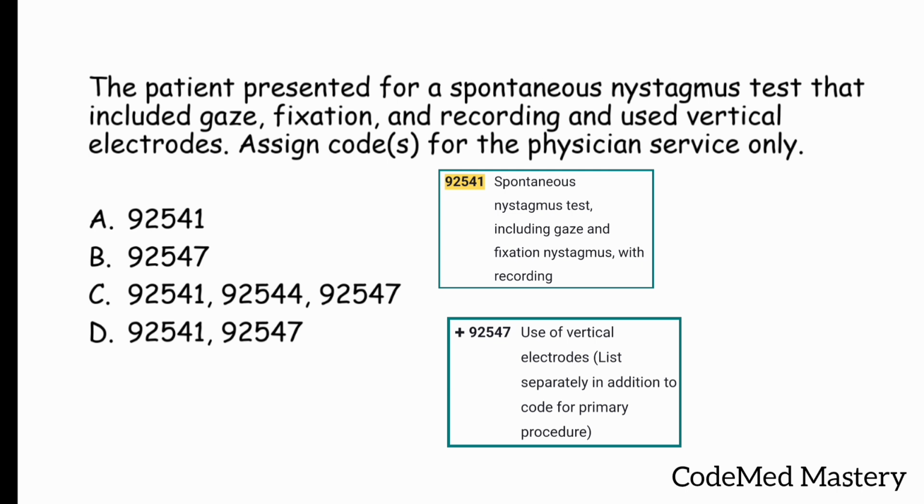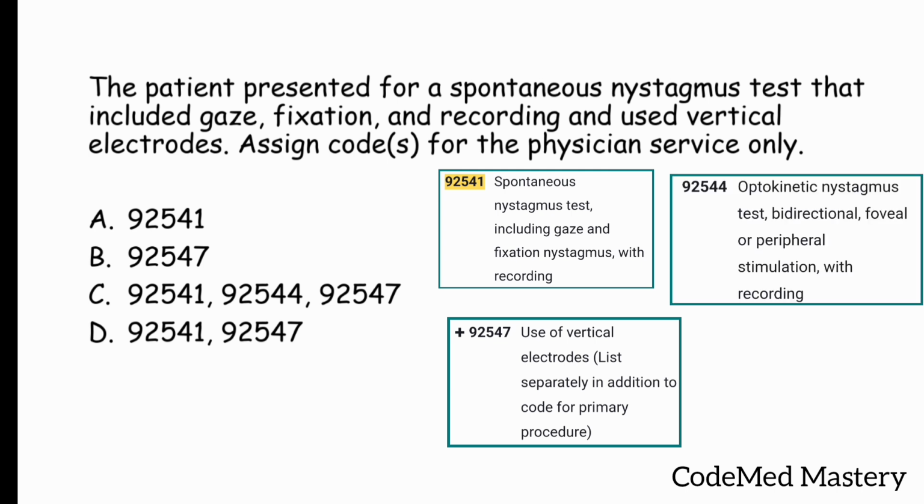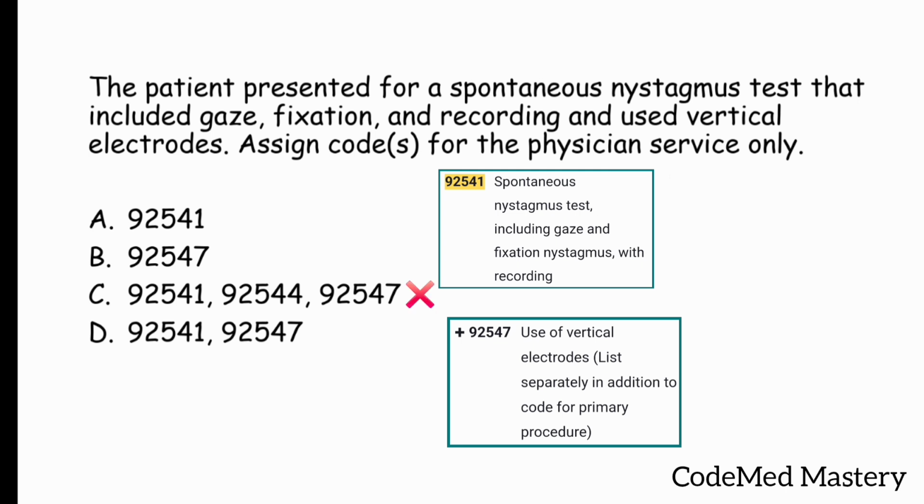92546. Now let us check option C first code, that is same 92541, and check option C second code 92544, which is for optokinetic nystagmus test. Now look at the question whether they have mentioned optokinetic nystagmus test. No, right? Therefore, directly eliminate option C. Without thinking much, we'll eliminate option C.